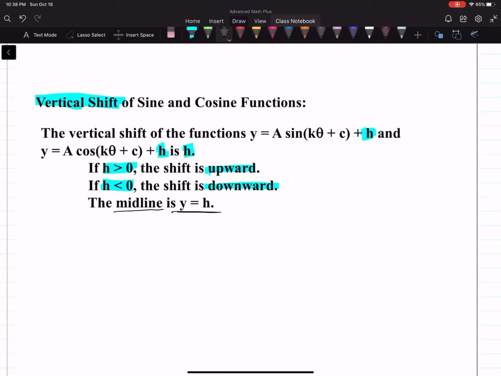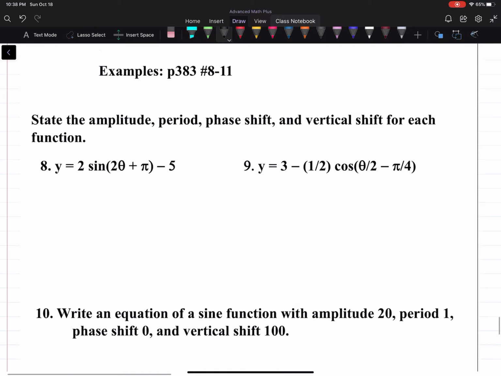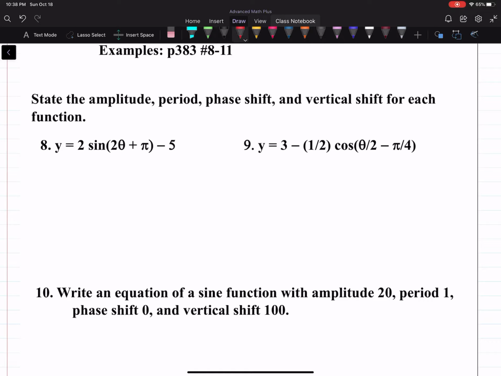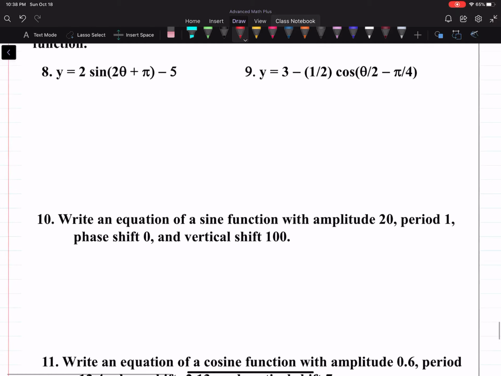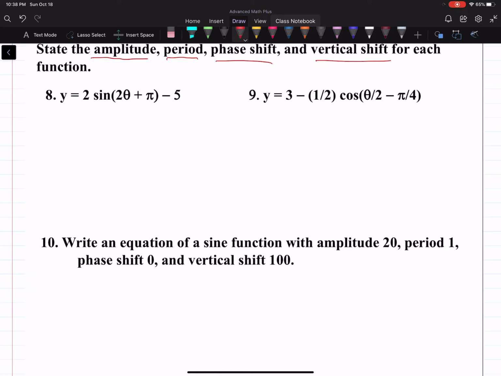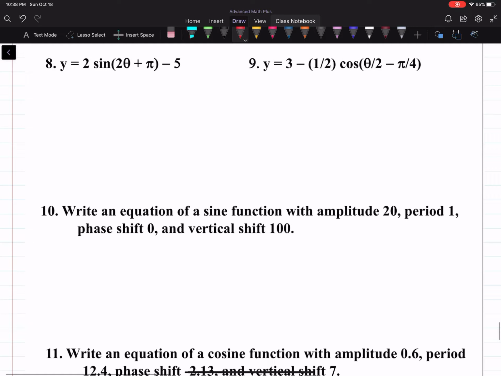So we're going to do a couple of problems here. The first problems, I'm going to give you the equations, and you have to state the four things. You have to state the amplitude, the period, the phase shift, and the vertical shift. And then for the last couple, we're going to go the other way. They're going to give you those four things, and you have to write the equation. So no graphing involved. If the problem says to graph on your classwork, just ignore that. All you have to do is state the amplitude, period, phase shift, and vertical shift, and write the equation.